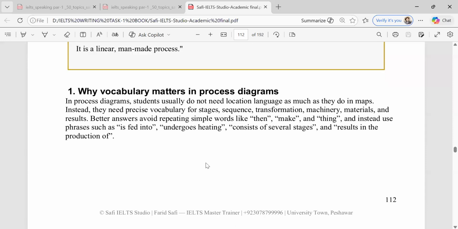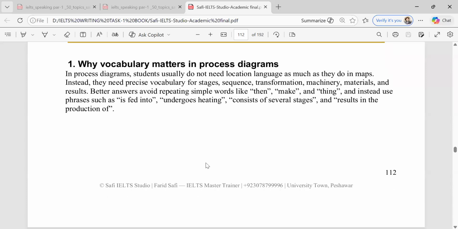Then for the process diagram, you need specific vocabulary. And it's very important, clear. Vocabulary really matters in a process diagram because you don't have any increases or decreases. So make sure that you understand its vocabulary. Its vocabulary is completely different, okay? In a process diagram, students usually do not need location language as much as they do in maps. When we study maps, vocabulary is different. Instead, they need clear, precise vocabulary for what? For stages, sequence, transformation, machinery, materials, and results.